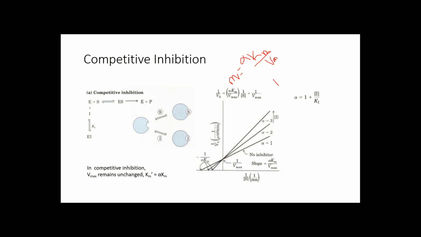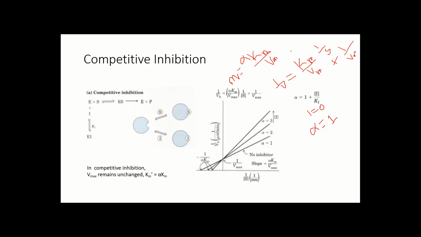And if you write the equation without the inhibitor, that is, in this equation if I equals 0, then in the absence of the inhibitor alpha equals 1, right? So when alpha equals 1 and I equals 0, the slope will be Km by Vmax because alpha equals 1. So in the absence of the inhibitor, the equation will be 1 by V equals Km by Vmax into 1 by S plus 1 by Vmax, right?